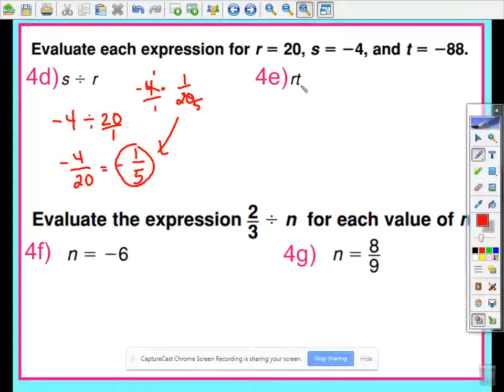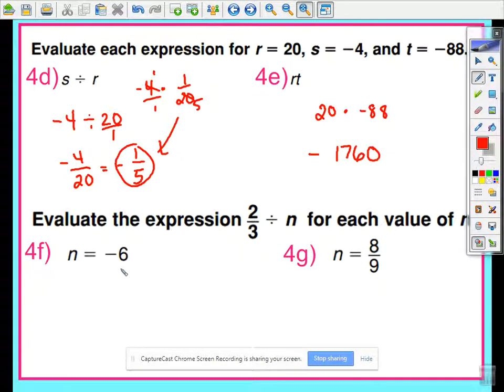For E, you had R times T. R is 20. T is negative 88. So you had to multiply these together. A positive times a negative is a negative. Now my trick is I say, what's 2 times 88? And 2 times 8 is 16. That's 176. And then I add my 0 at the end here.